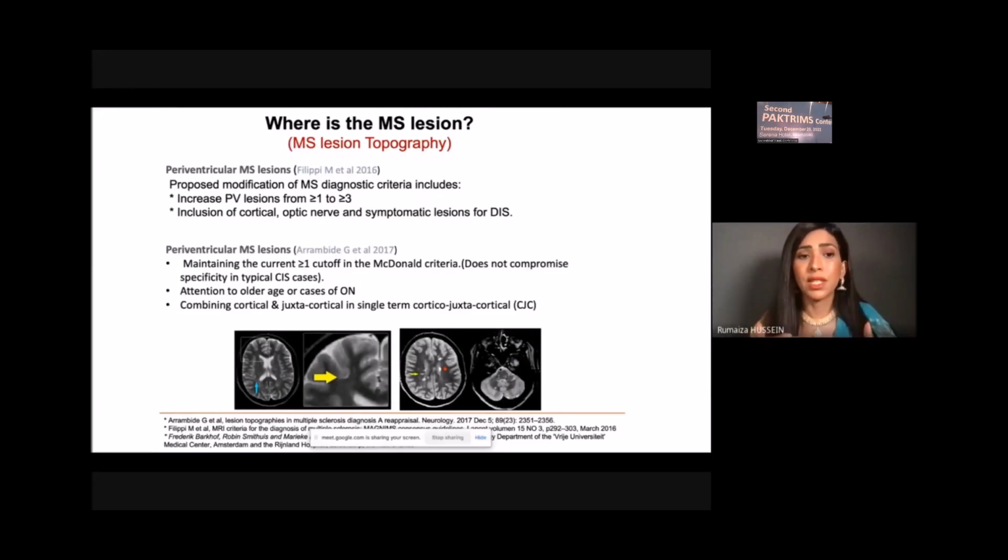In 2017, Arrambide and her colleagues started to say, well, we will maintain the current 1 lesion or more as a cutoff of McDonald's criteria, which does not compromise the specificity of the typical CIS cases, attention to the older age or cases of optic neuritis, and combining the cortical and juxtacortical with one name called corticojuxtacortical lesion.